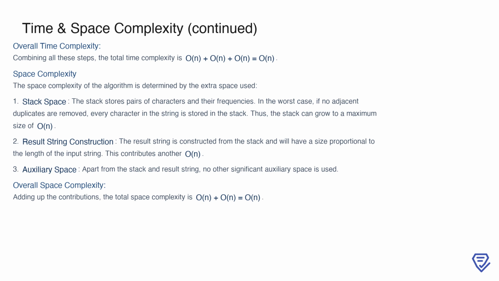In the worst case, if no duplicates are removed, the stack could grow to hold all n characters, contributing O(n) to the space complexity. Additionally, the result string we construct from the stack will also have a size proportional to the length of the input string, contributing another O(n). Finally, apart from the stack and the result string, the algorithm does not use any significant auxiliary space. Combining these contributions, the total space complexity is O(n) for the stack, plus O(n) for the result string, which gives us a final space complexity of O(n).